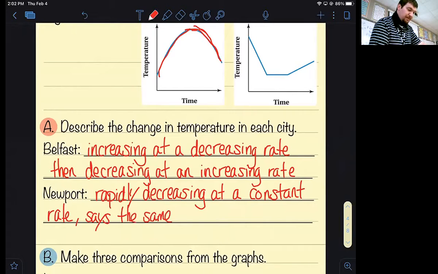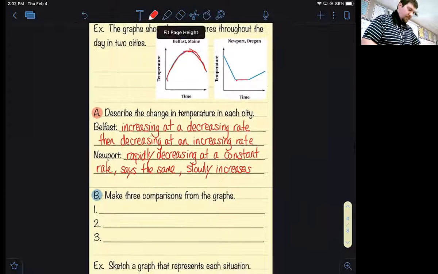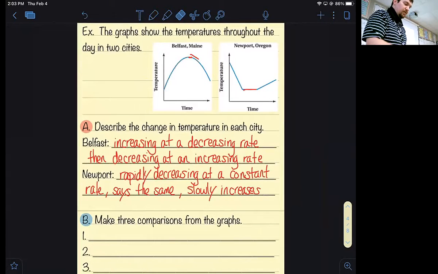Okay, so nothing's happening to the temperature right there. And then would you say it slowly increases or rapidly increases? Slowly, gradually. Okay, slowly or gradually increases. Okay. Make 3 comparisons from the graph. They could be similarities or differences.